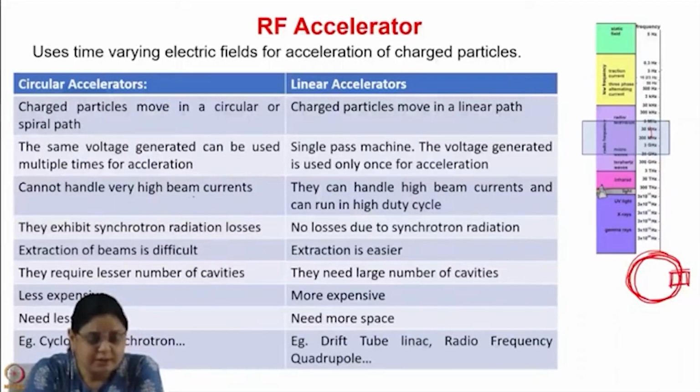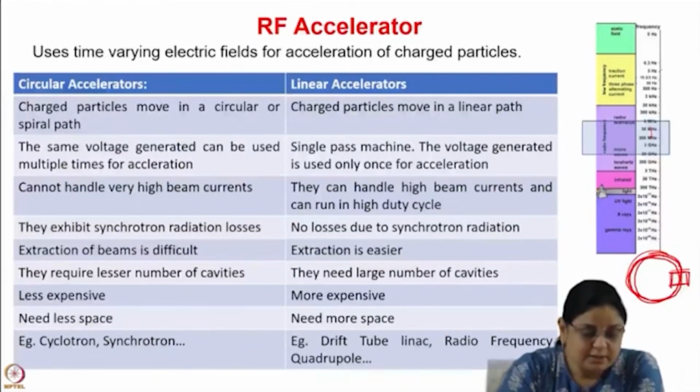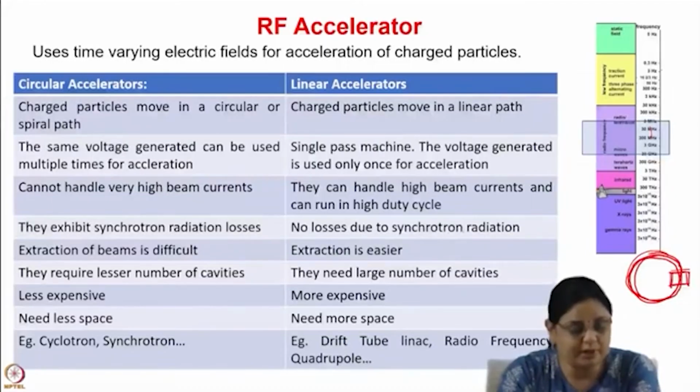The circular accelerators cannot handle very high beam currents, whereas the linear accelerators can handle very high beam currents, as well as run at high duty cycle. We'll learn about the duty cycle in this course. The circular accelerators exhibit synchrotron radiation losses. When charged particles bend, they emit a radiation known as synchrotron radiation. This synchrotron radiation causes loss in energy, which has to be compensated in the accelerator. Since there is no bending involved in the linear accelerator, there are no losses due to synchrotron radiation.